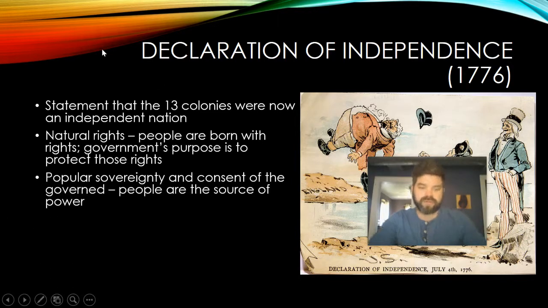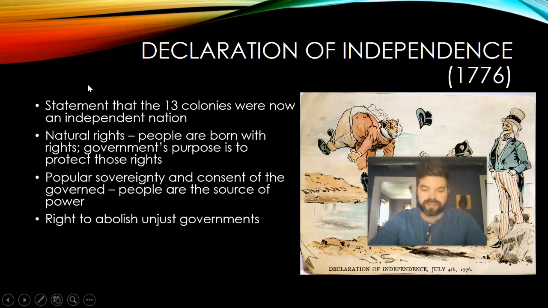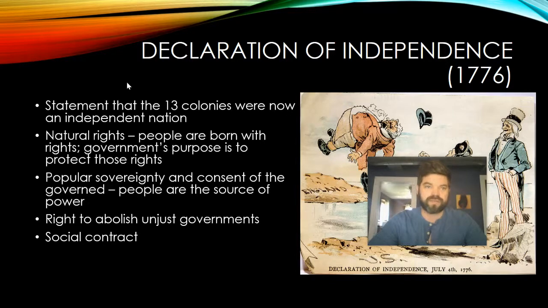Popular sovereignty and consent to govern. The Declaration of Independence is all about putting the power of government in the people's hands, allowing the will of the people to be reflected in the government. Right to abolish unjust governments: when governments take away your rights, you have the right to abolish those governments. Social contract is discussed in the document. This whole idea is that people and governments have an agreement: we as individuals give up a little bit of our liberty, and in return we get some of our safety from the government.